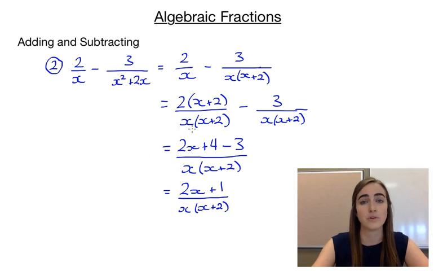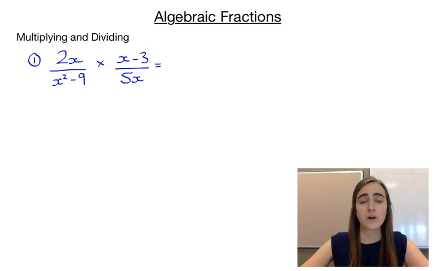Now let's have a look at multiplying and dividing. When we're multiplying and dividing algebraic fractions, we're going to multiply the numerators together and multiply the denominators together. But before we do that, it's going to make it a lot easier if we can simplify down first. So we want to go through and factorize anything if we can, and then we want to simplify down.